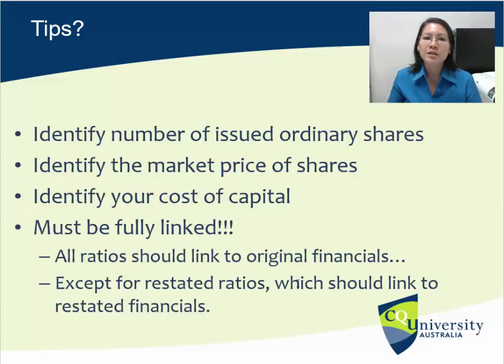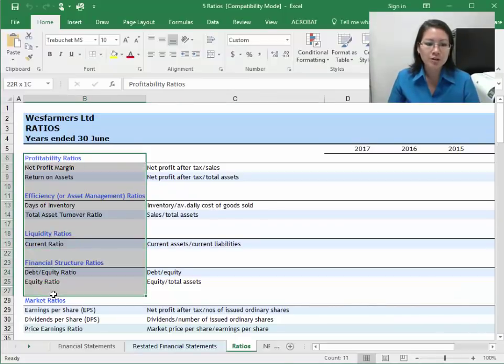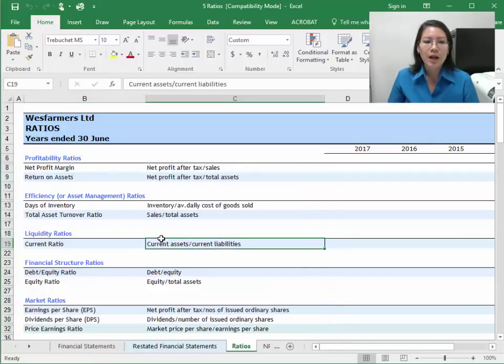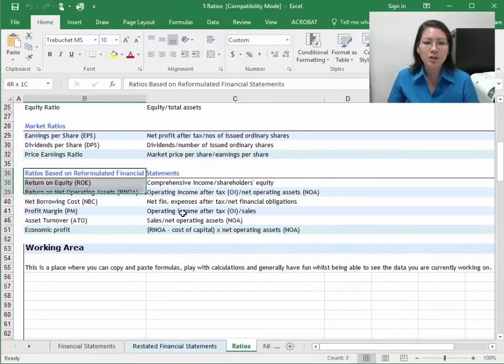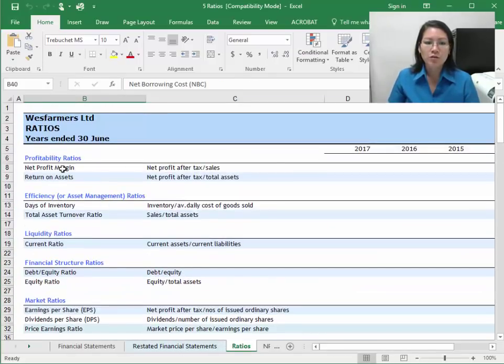All your ratios need to link to the original financials except for your restated ratios, which should be linked to your restated financials. So all of these ratios need to be linked to your financial statements tab, your original financials, and then all of these ratios need to be linked to your restated financials tab. So make sure that you are linking the whole lot to the correct set of financial statements.